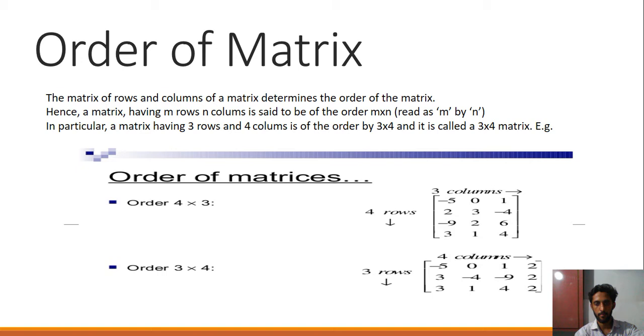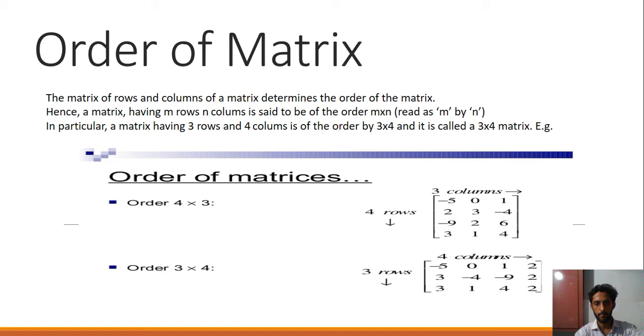And now order of matrix. What is order of matrix? The number of rows and columns of a matrix determines the order of the matrix. Hence, a matrix having m rows and n columns is said to be of the order m by n. Read as m by n. In particular, a matrix having 3 rows and 4 columns is of the order 3 by 4, and it is called a 3 by 4 matrix.